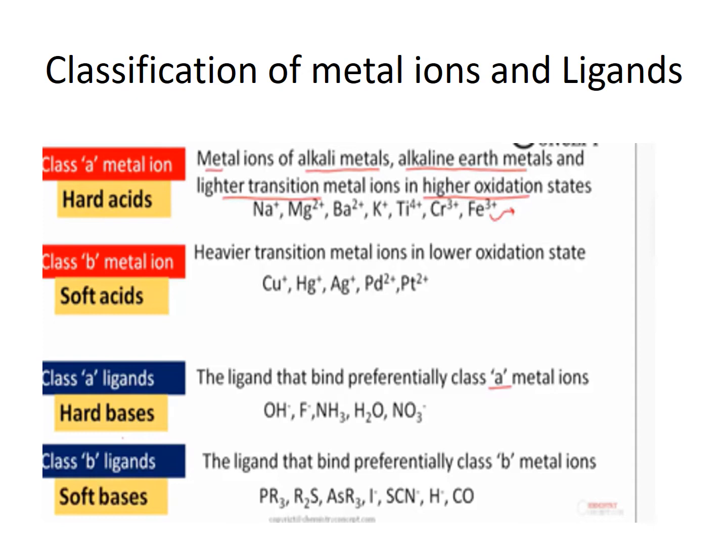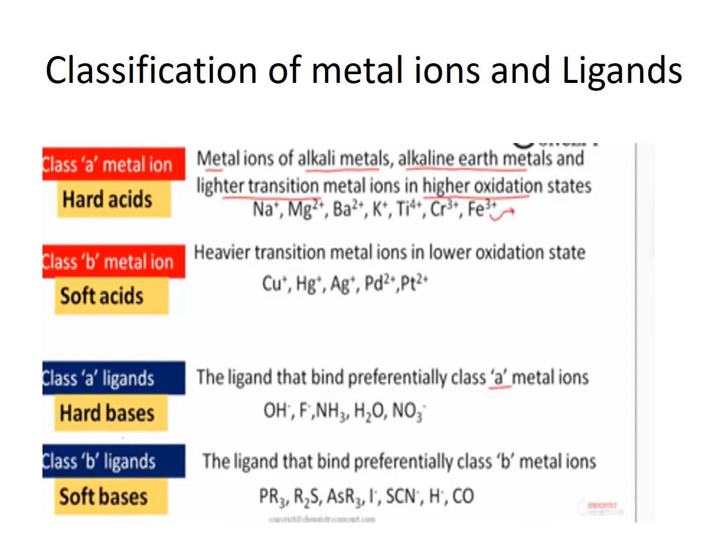Alkali metal ions, alkaline earth metals and lighter transition metal ions in higher oxidation states are hard acids. That is, they belong to class A metal ion. Examples are Na+, Mg2+, Ba2+, K+, etc. Heavier transition metal ions in lower oxidation state are called soft acids. They belong to class B metal ions. Co+, Hg+, Ag+, Pd2+, Pt2+, etc.